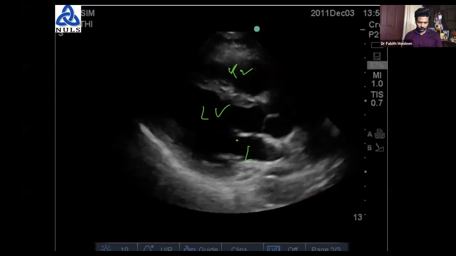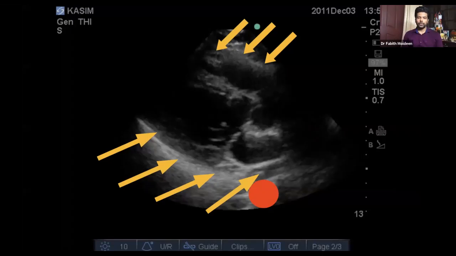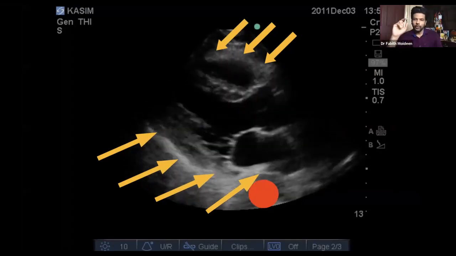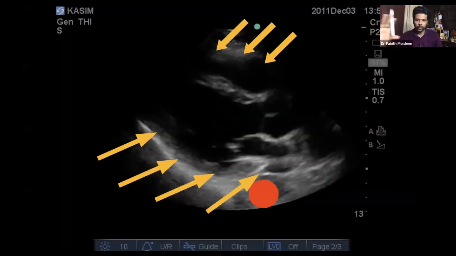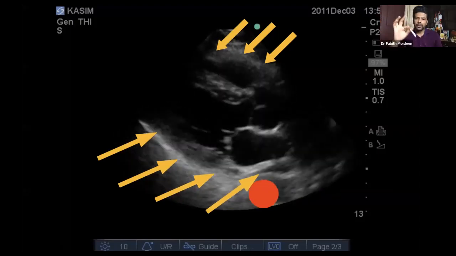Now, whenever you read an X-ray or echo, you need to understand one important thing. You have to have a method to read it. Otherwise, you will miss it. So I'm going to teach you the method to read an echo.